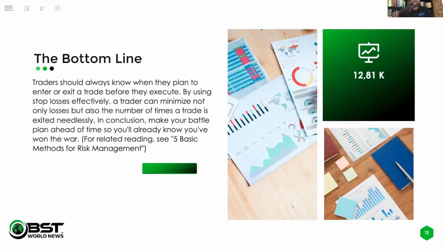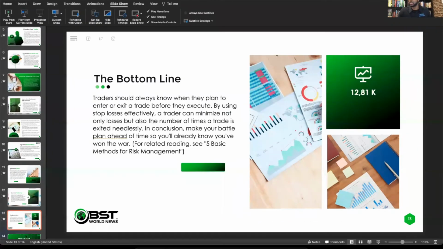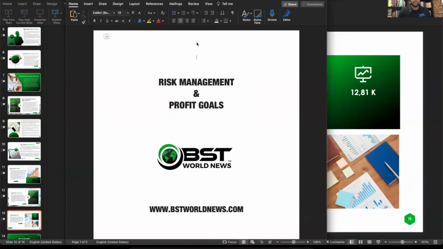So we're going to get into the basic methods of risk management and start talking about some of the things that I do to manage my positions when I'm trading. All right. So let's talk about our risk management and profit goals.